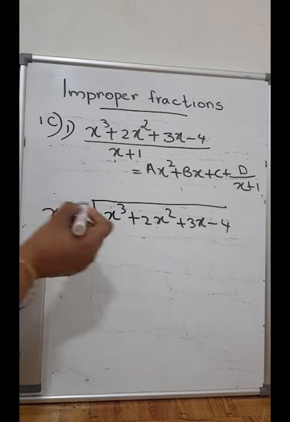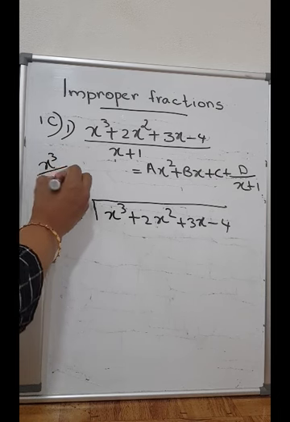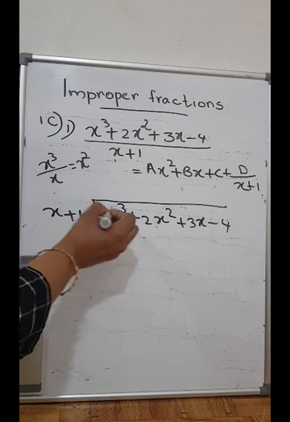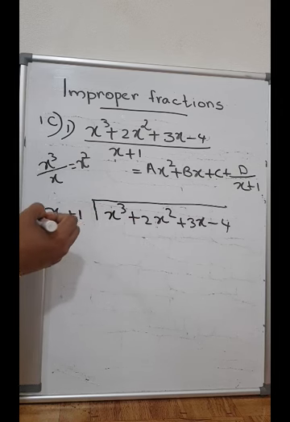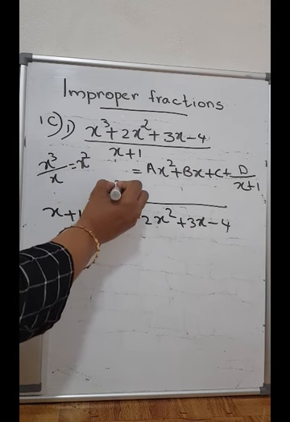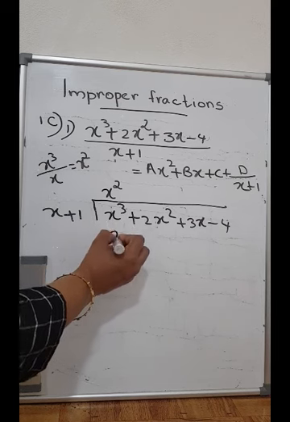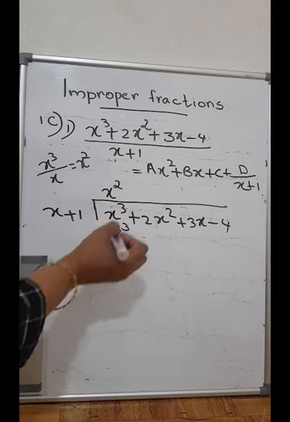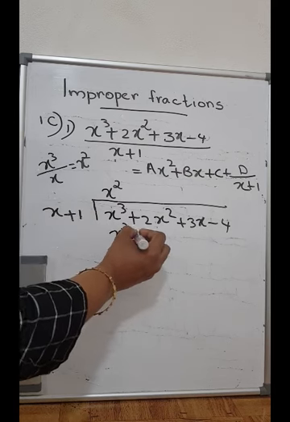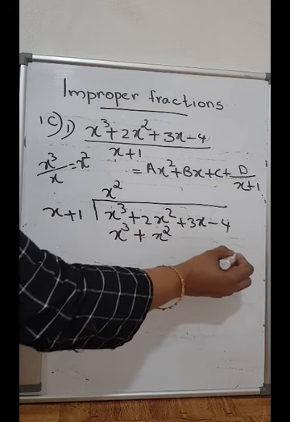So what can we do? We can divide x cube by x. How much is x cube divided by x? It's x square. The biggest degree here divided by the biggest degree here. Place it here. Now multiply x square with x. You get x cube, just below the x cube term here. Then multiply this x square with 1, that is plus x square, just below the x square term here.